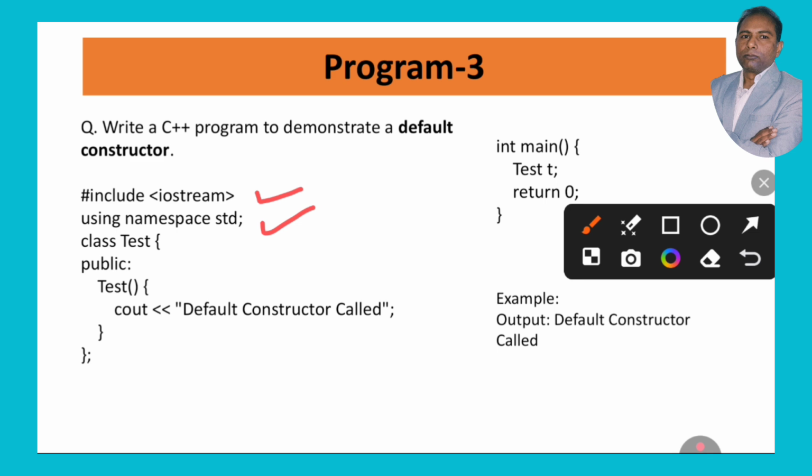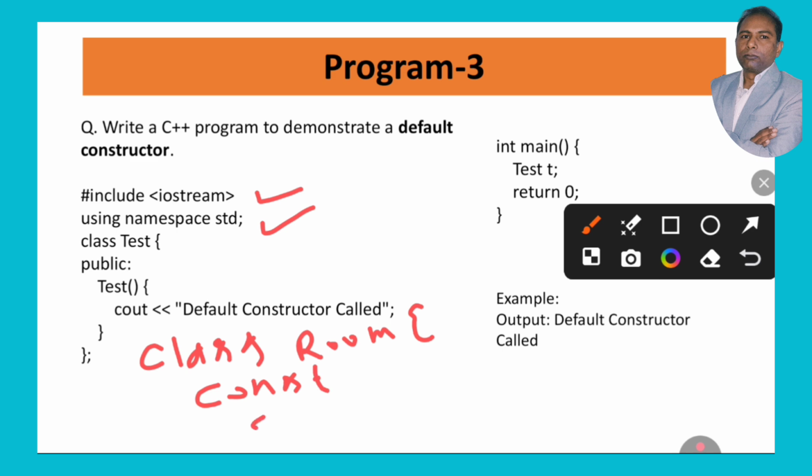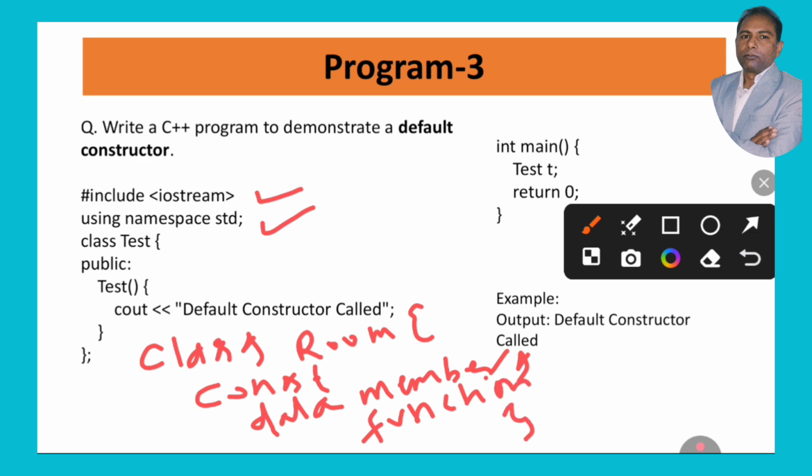So how to make the class? For making the class we write the keyword class, then the name of the class. It can be any name, for example room or anything. Then inside that we initially write the constructor. Then we can write the data members and the functions. And we end the class with the curly braces and a semicolon. So like this we can create any class.